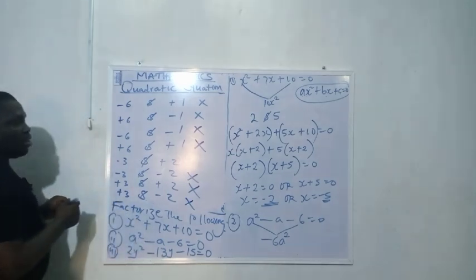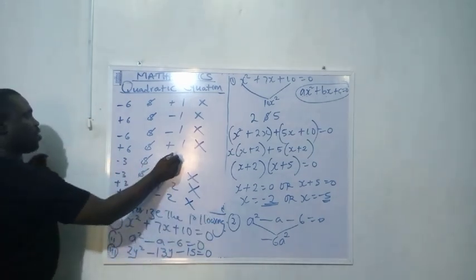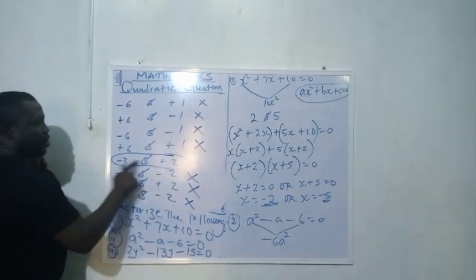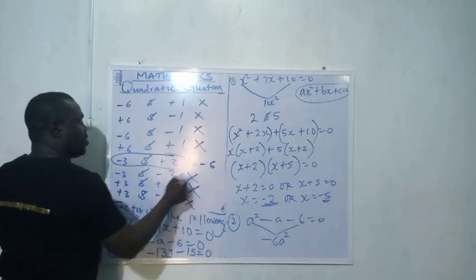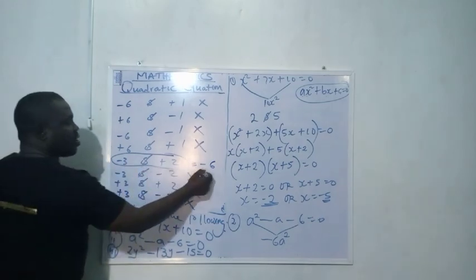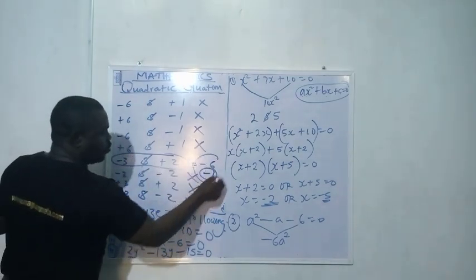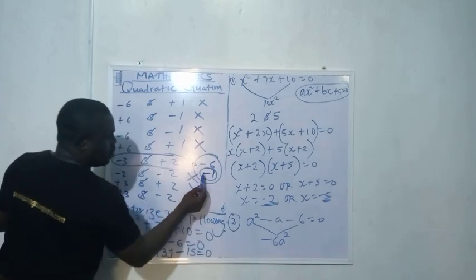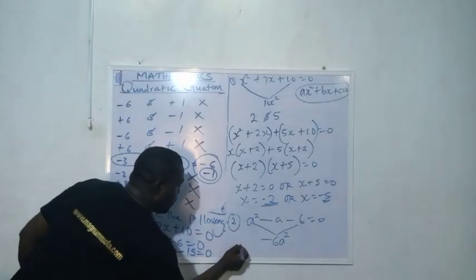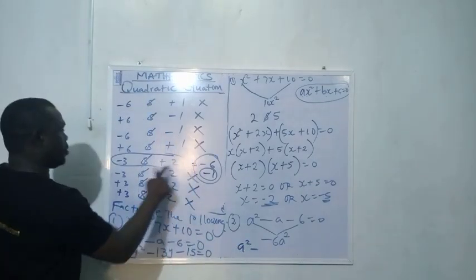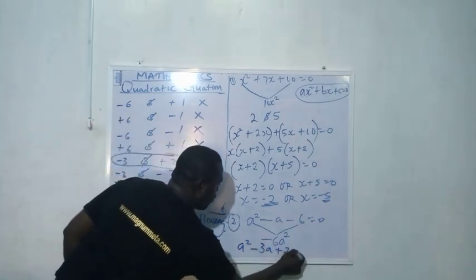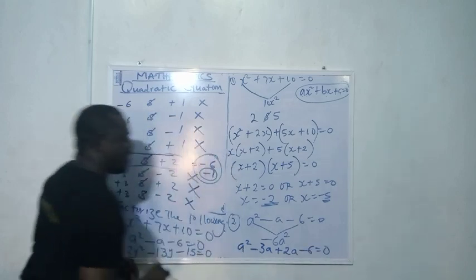Which one then? It does fit into what we have. Obviously, it is this. How do I know? Watch now. Minus 3 times this, that's minus 6. Plus 3. Minus 3 plus 2, that's minus 1. Exactly what we need. Minus 6, minus 1 coefficient. Exactly what we need. And so, we have a squared minus 3a plus 2a minus 6 equals 0.